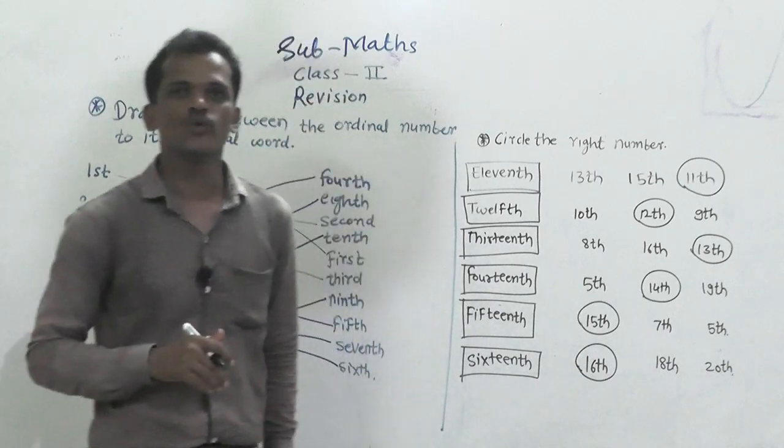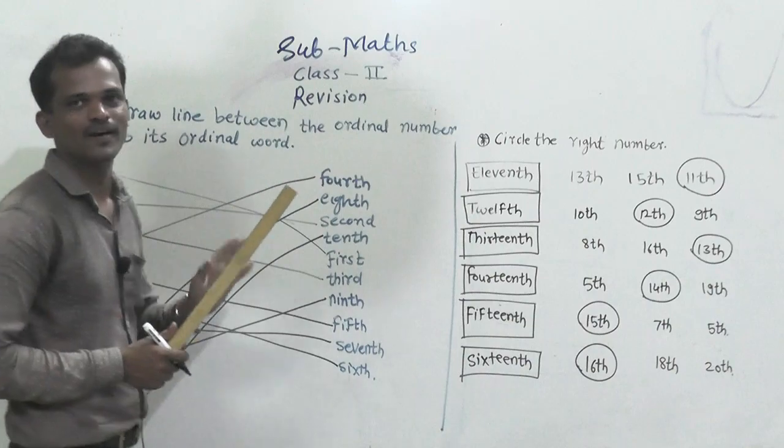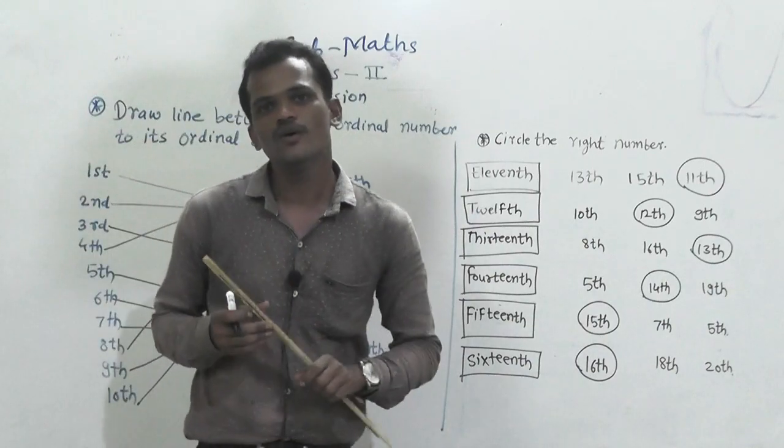Okay, so today we have revised ordinal numbers. Okay, ordinal numbers is the number that tells about the position.